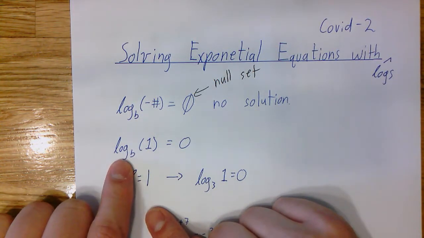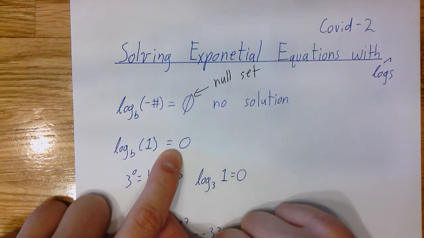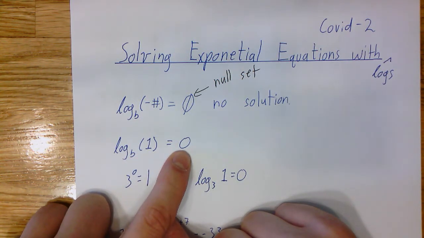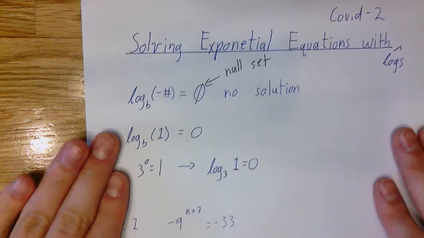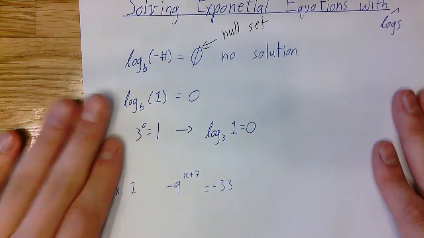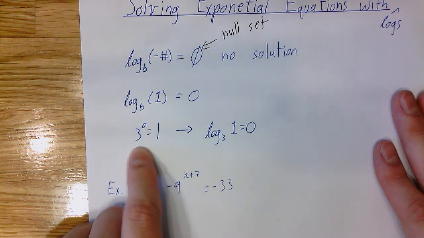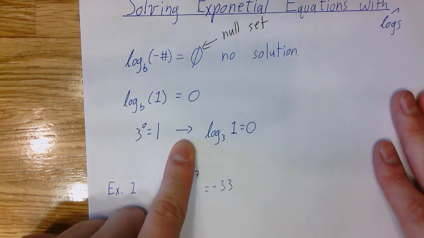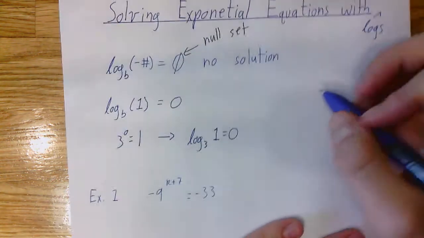is log of any base. If the argument is 1, the log equals 0. This is an actual 0 this time. You can tell because there's not a line through it. Let me explain why that happens. If we have 3 to the power of 0 equals 1, this is just a true equation. We know that. This arrow means I change it into a logarithm using the changey thing.